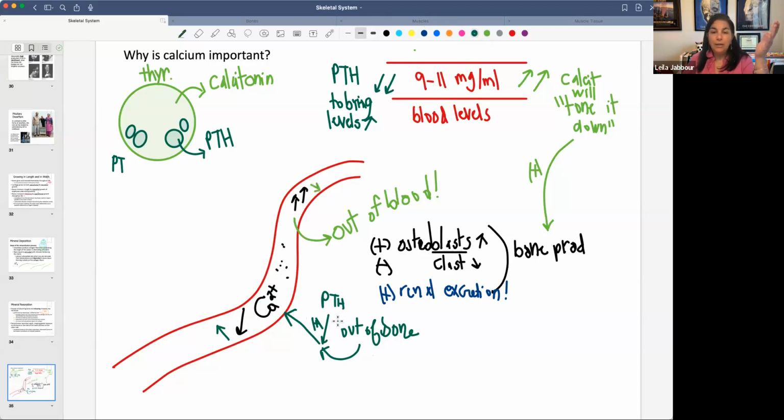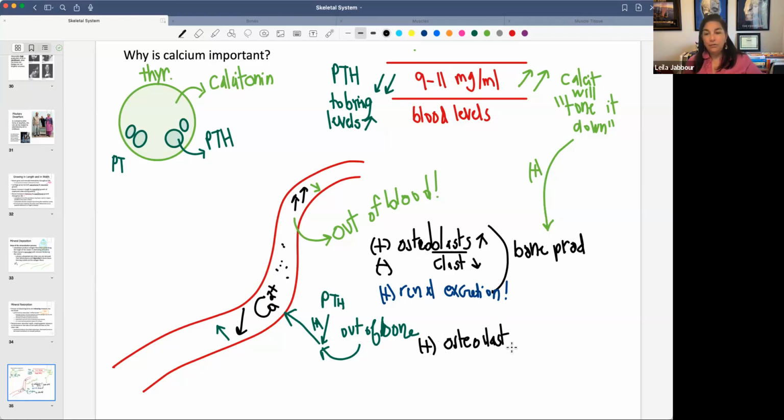So here, how do we bring the levels back up? Who can we stimulate to have calcium all of a sudden free to go and end up in the blood? Osteoclast activity. So PTH promotes osteoclast activity. They're going to resorb bone, and that's going to release calcium. Calcium will go into the blood, levels will go back up. Shoo, we took care of the problem.